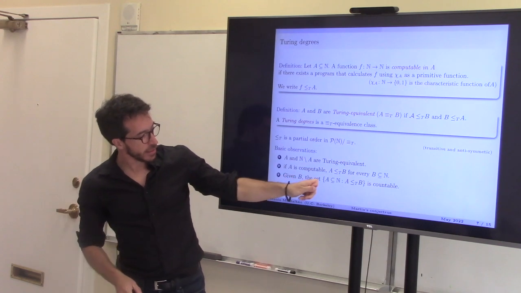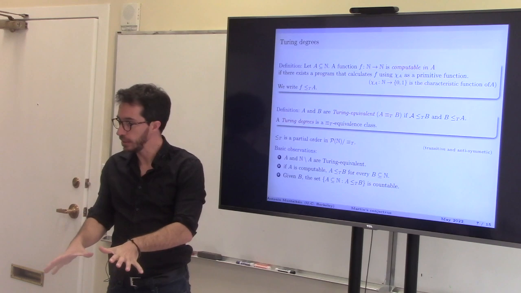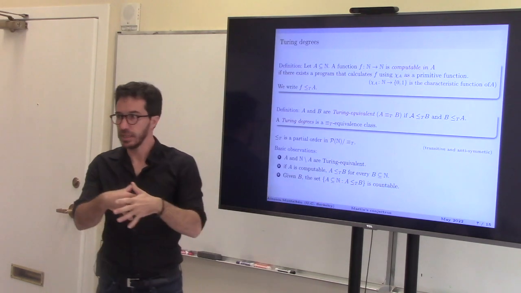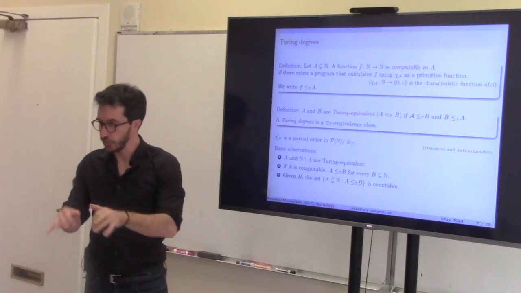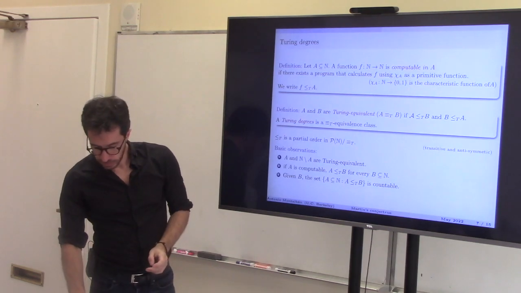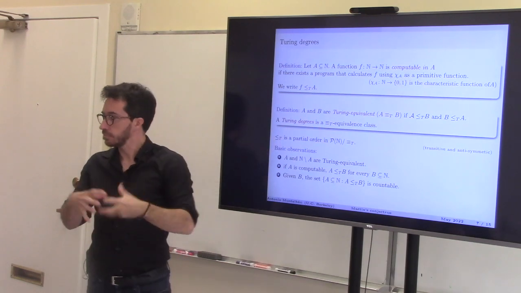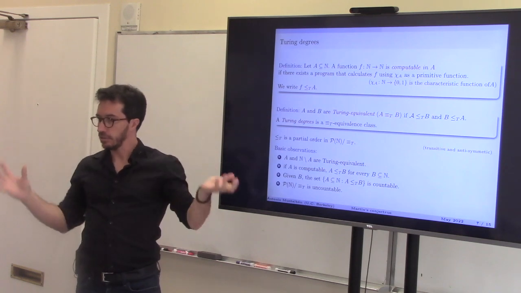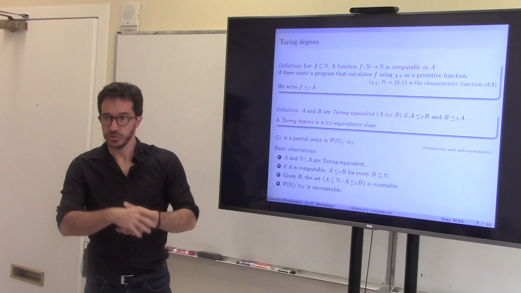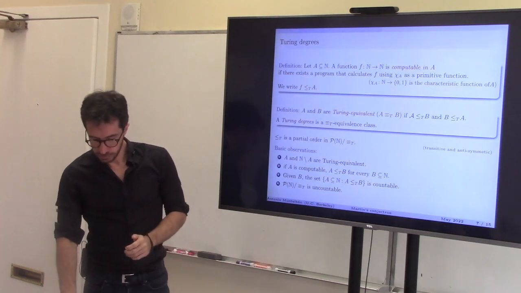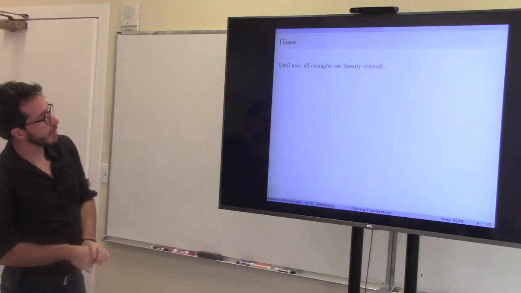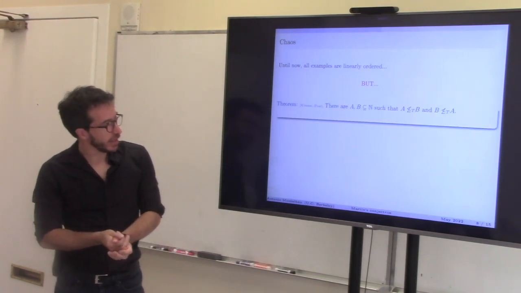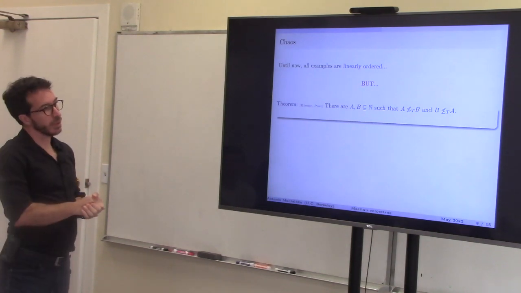If you fix a set B, the things that are computable in B, so everything that is below B in the ordering, must be countable, because there are only countably many programs you can write with your oracle to compute different A's. So this partial ordering has the property that below every element is countable, and in particular, each equivalence class must be countable. Since each equivalence class is countable, but there are uncountably many subsets of the natural numbers, there are uncountably many Turing degrees. So the ordering is big. Until now, the examples that I was showing you were linearly ordered, in that nice line. But that's not what the partial ordering looks like.